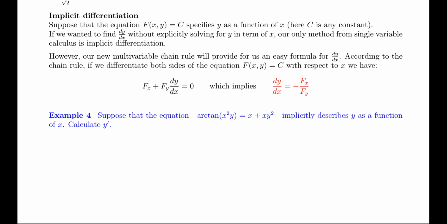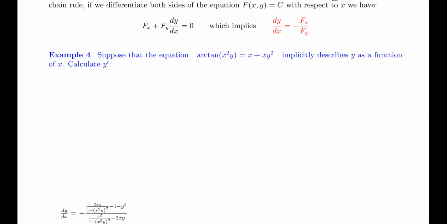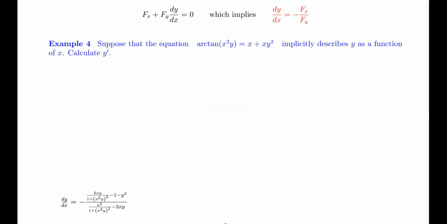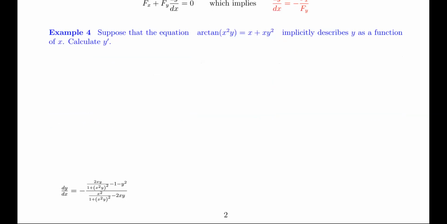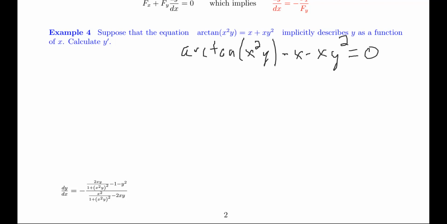And let's do that for our first example. We're going to suppose that the equation arctan of x squared y is equal to x plus xy squared, and that implicitly describes y as a function of x. We want to calculate y prime. Well, first thing you should do is move everything to one side: arctan of x squared y minus x minus xy squared is equal to 0. So we have everything equal to some constant, in this case, the constant 0.